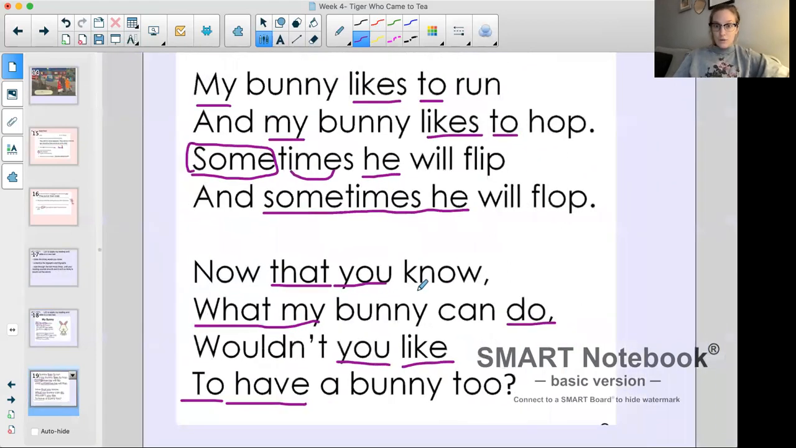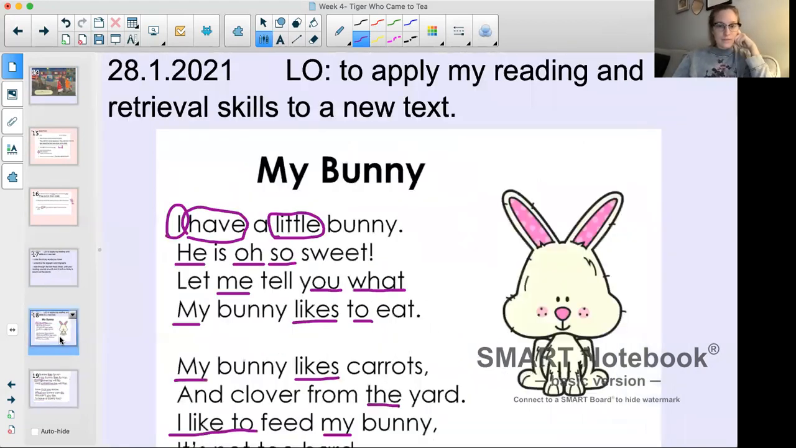tricky words are really helpful when we're reading because tricky words we have in our memory. So we don't actually have to use our sounds to read those words, which means we don't need to use as much energy when we're trying to read that passage.